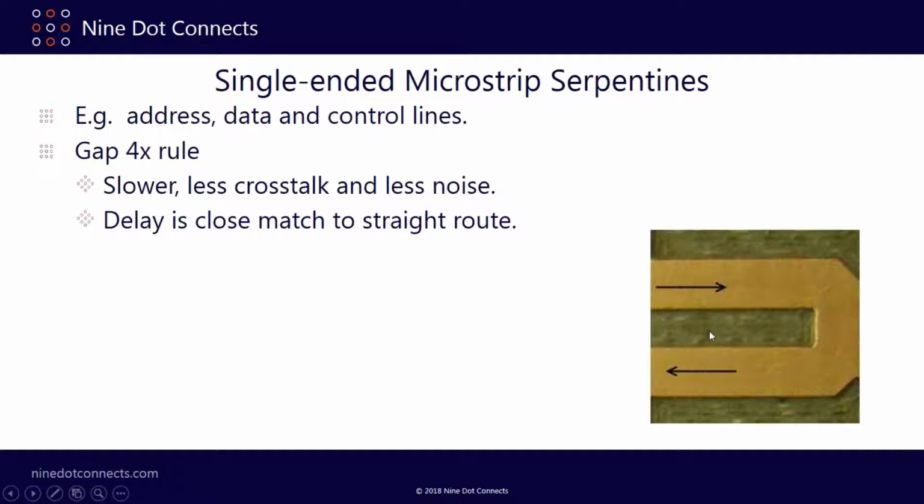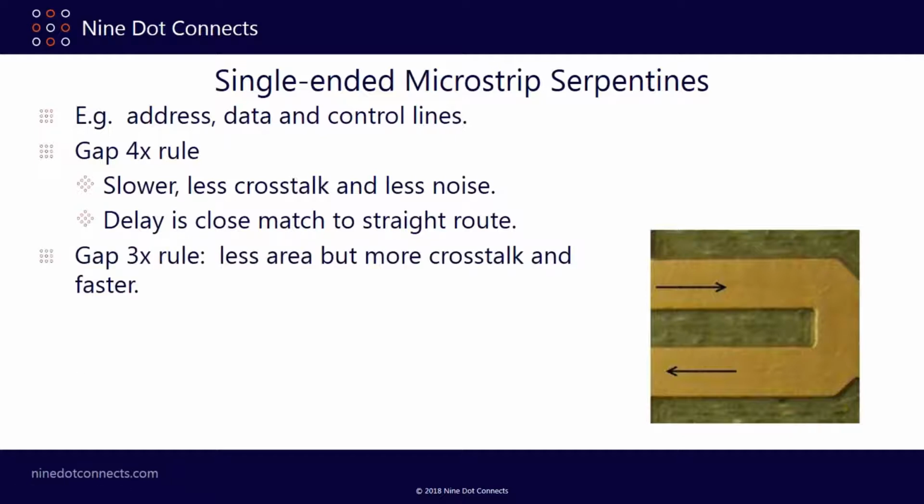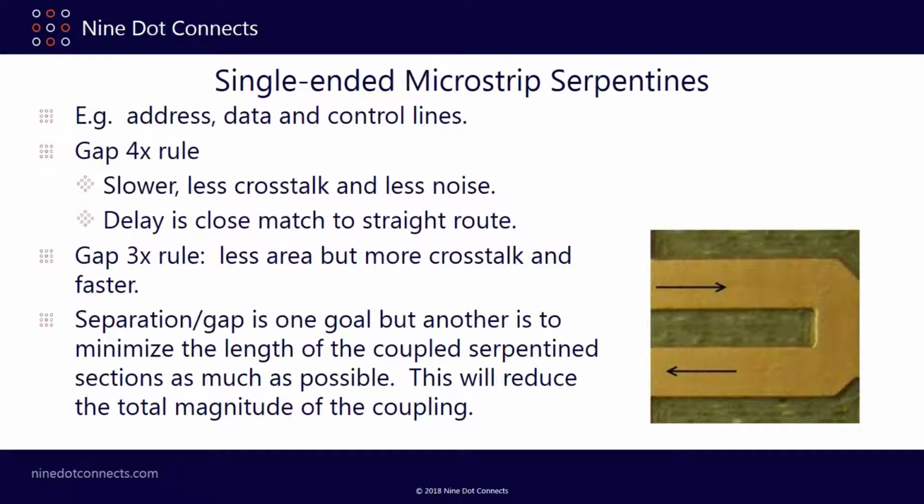If the gap is 4 times the substrate thickness, the speed at which the wave is traveling is slower. Obviously, you're going to get less crosstalk and therefore less noise. And in fact, the delay in a serpentine that has a nice size gap is pretty closely matched to a straight route. As you decrease the gap, you end up taking less real estate on your board, but the problem is you create more crosstalk and the wave becomes faster. Remember that separation gap is one goal, but another is to minimize the length of the coupled serpentine sections as much as possible. This will also reduce the total magnitude of the coupling.